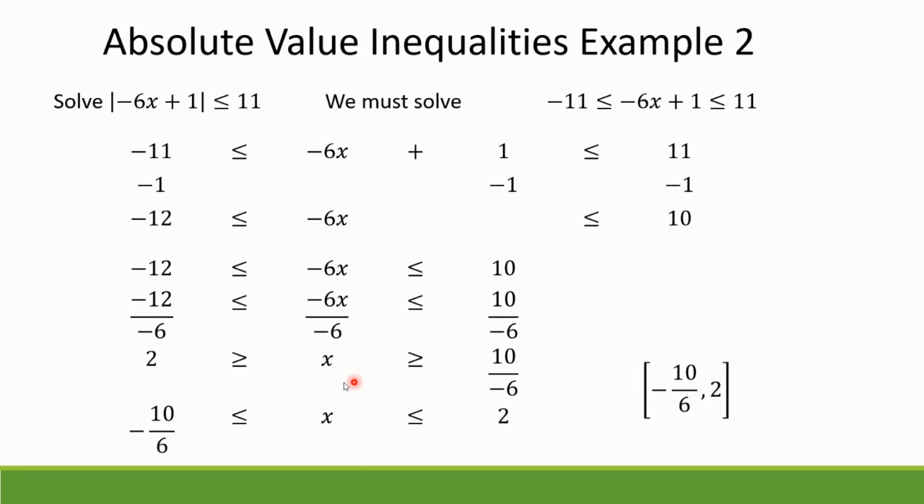The bottom line over here, all I did was rewrite the above inequalities so that we have less than or equal. This last step you really don't have to do. I just thought it would look nicer, but it's really not necessary. But from here, we get our answer. We get the interval from 10 over negative 6, which is negative 10 over 6, to 2. And that's what we get.